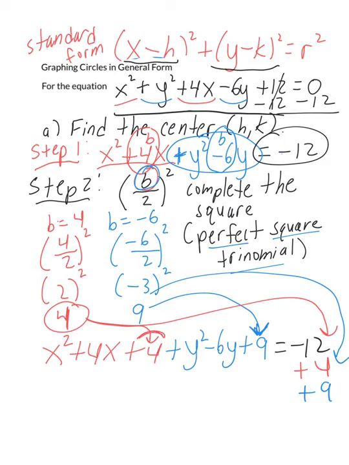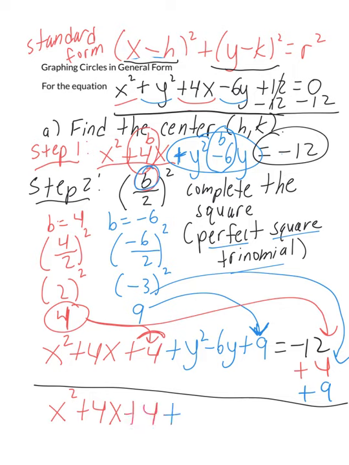So let's clean up what we have here. Put a little bar. So with the x's, we have x squared plus 4x plus 4. With the y's, don't forget you do have a plus symbol before the y squared, minus 6y plus 9. And then the numbers after the equals symbol, let's see, -12 plus 4 would be -8, plus 9 would be +1. So when you do -12 plus 4 plus 9, you do get a +1.